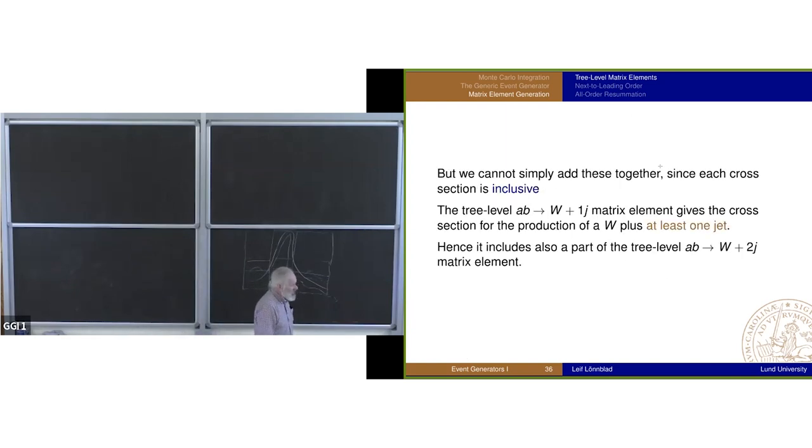This is fair enough, but we must remember that we cannot just add these together, the one jet, and then you add the two jet, and then you add the three jet. Because the way the matrix element calculation works is that they are inclusive. So the tree level W plus one jet actually is the leading order cross section for having at least one jet. So adding W plus two jets, you must be certain that you don't have any double counting there.